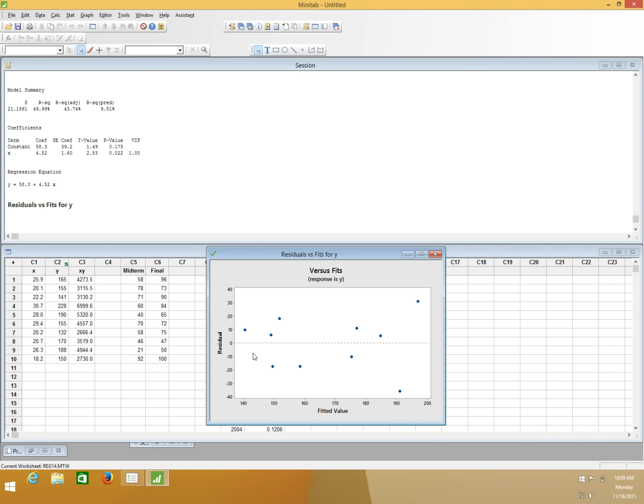Okay, so this is how you can perform some of the linear regression requisites for this 213 class using Minitab.